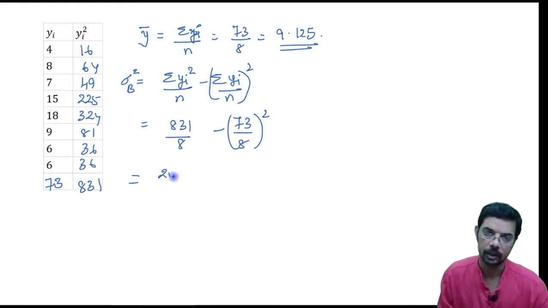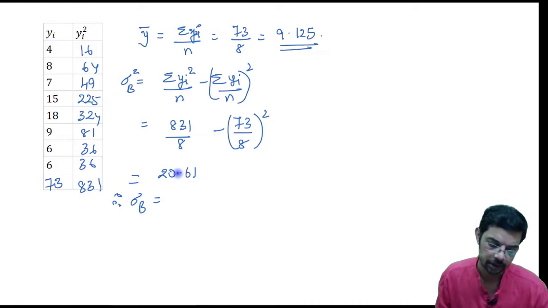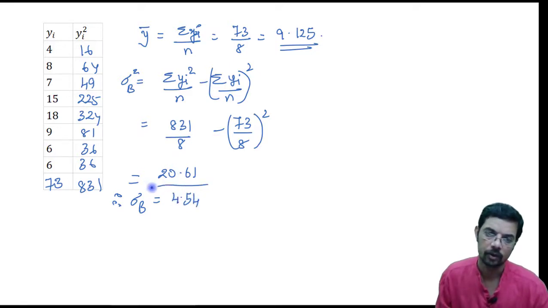We get 20.61. So therefore the standard deviation sigma of B will be equal to square root of 20.61, which will be equal to 4.54. Okay, standard deviation will be equal to this much.